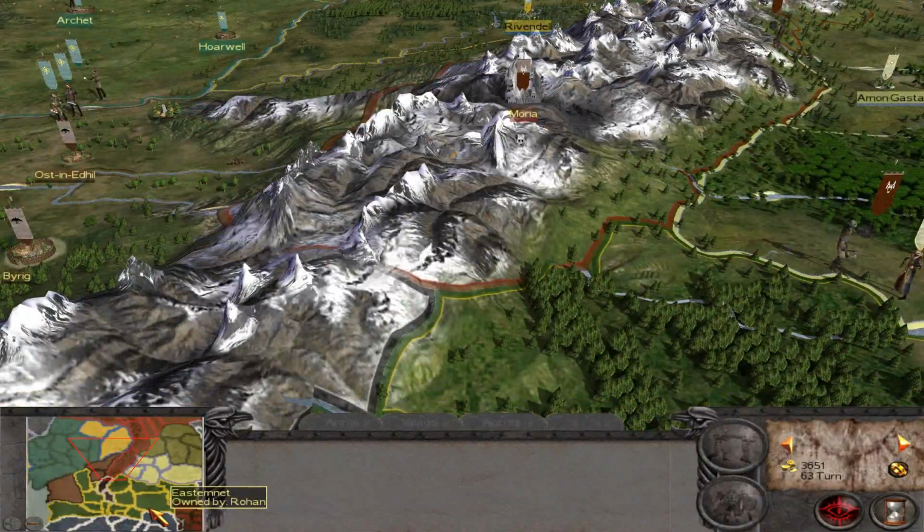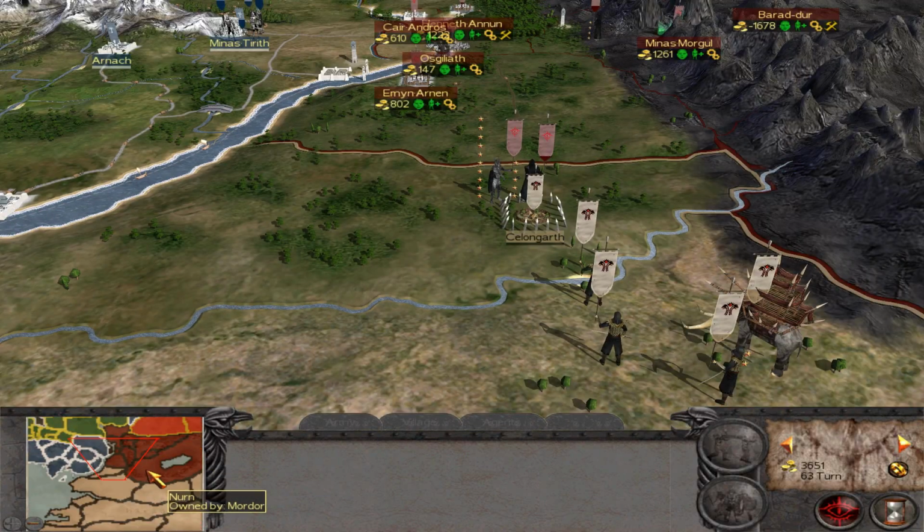In Rome Total War, when you have those background scripts running, you need to go back to the main menu, and then you need to exit the game, and then you need to restart the game, and after that you can start a new campaign. So you cannot go back to the main menu and then start a new campaign. You need to exit the game.